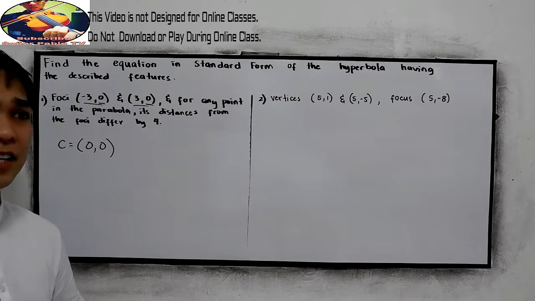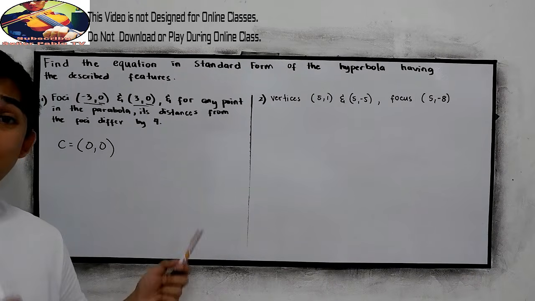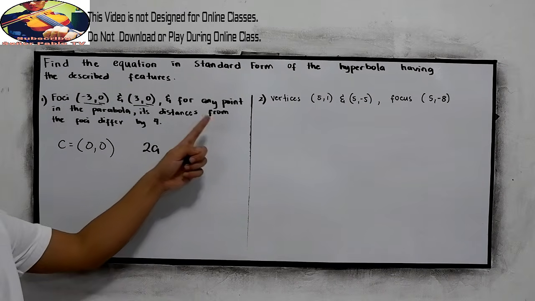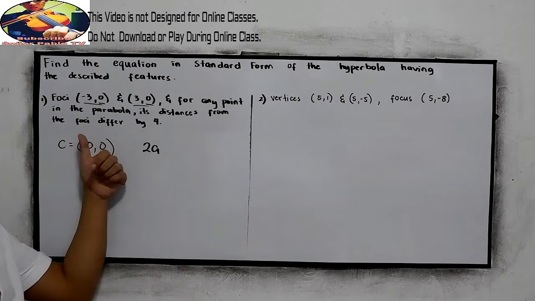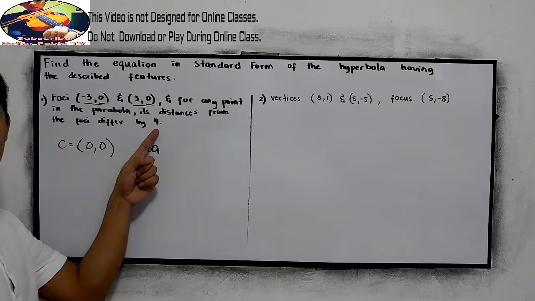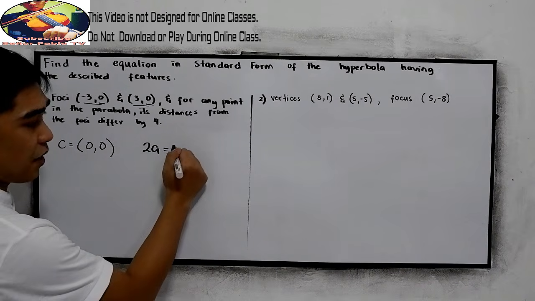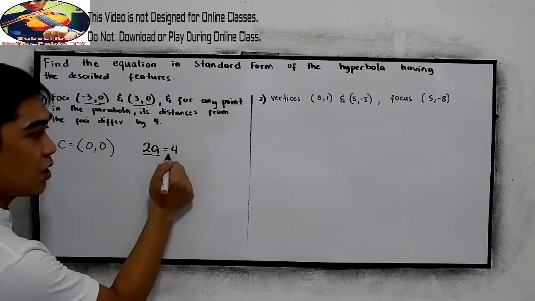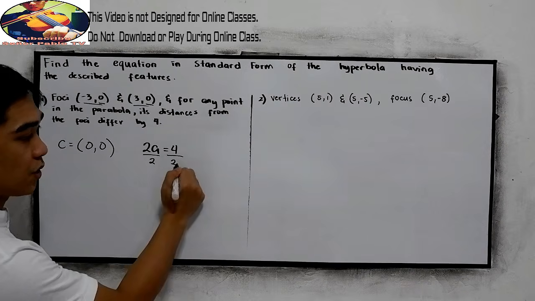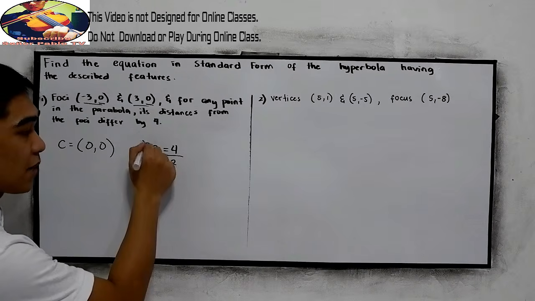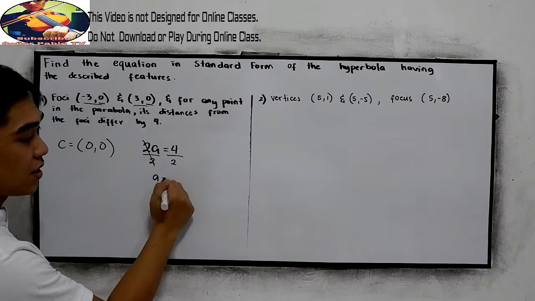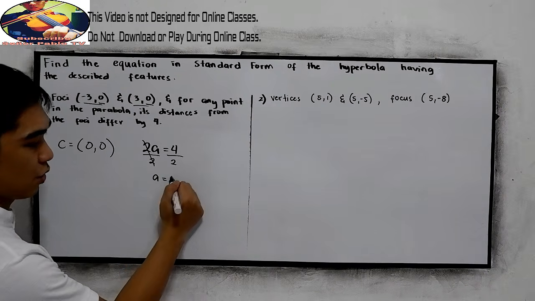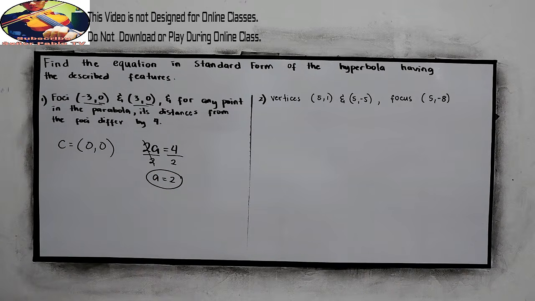Okay. And in our introduction to hyperbola, we know that 2a is the difference of the distances from the foci. So in this case, differ by 4. So 2a is equal to 4. That is the distance. To find a, we need to divide by 2 on both sides. So a is equal to 4 divided by 2. This is 2. This will be our a.